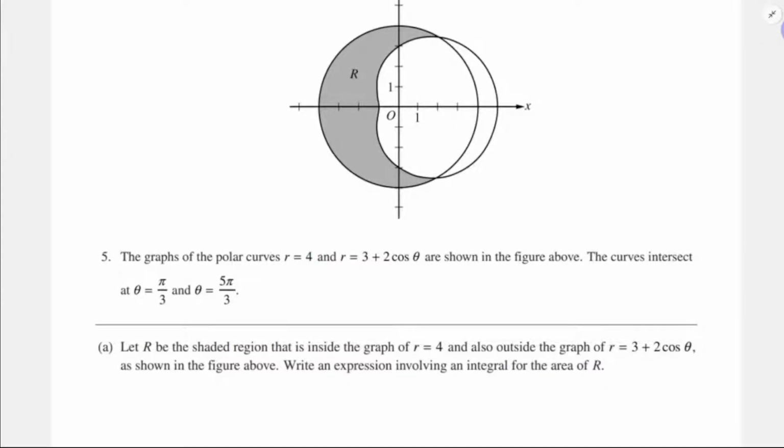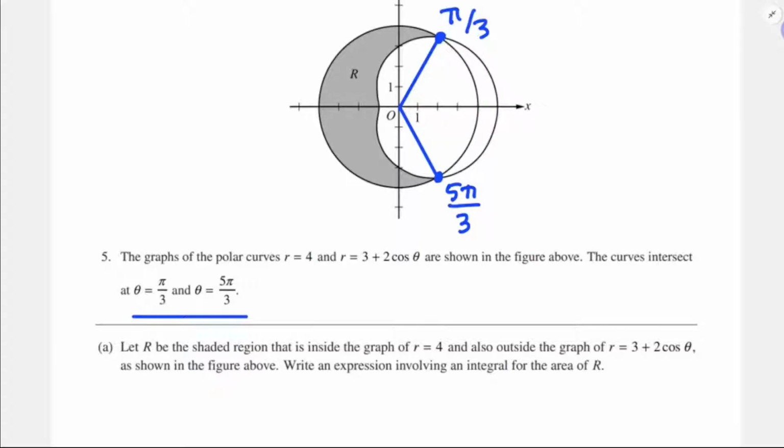So the next one, this is from a different AP exam, but this is a polar no calculator question. And I like this one, first of all, because it looks like the moon, and then also because it is telling you where the intersection points are. I really like that. Okay. So we know that this is theta equals pi over 3 right here. And we know that this is theta equals 5 pi over 3 right there. Okay, those are my intersection points.